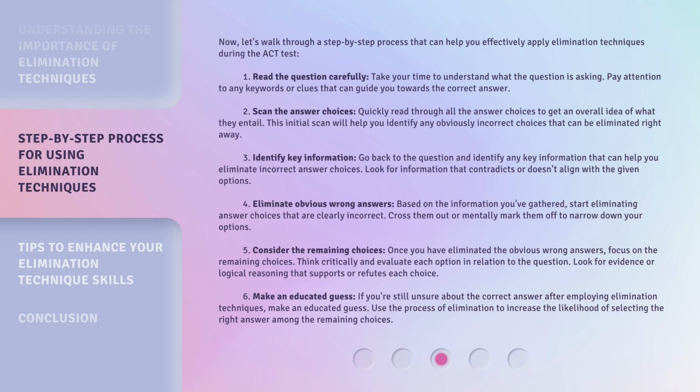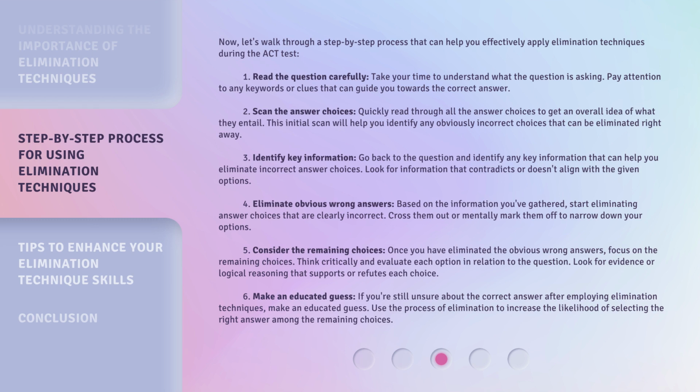3. Identify key information. Go back to the question and identify any key information that can help you eliminate incorrect answer choices. Look for information that contradicts or doesn't align with the given options.